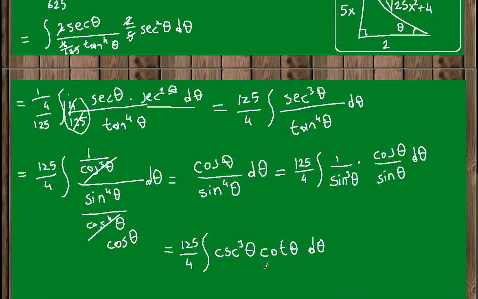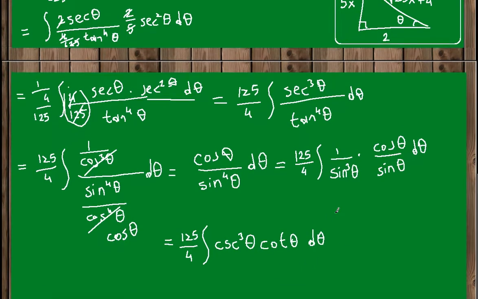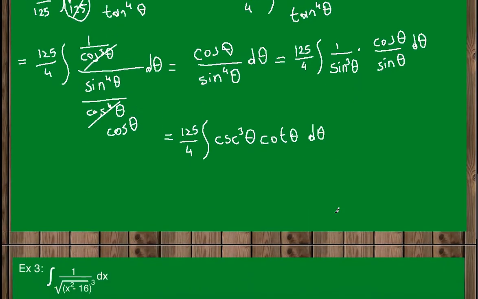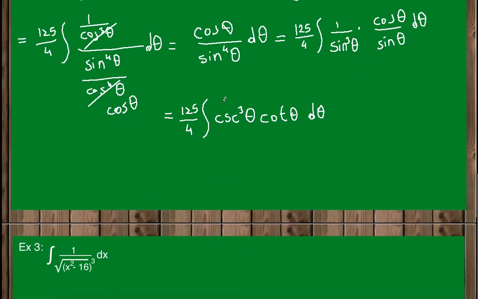Now we can integrate this function by using u substitution. So let's use a different letter. Let w be equal to cosecant theta. So dw, which is the derivative of cosecant theta, will be negative cotangent theta cosecant theta d theta.